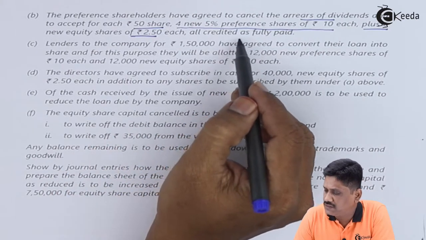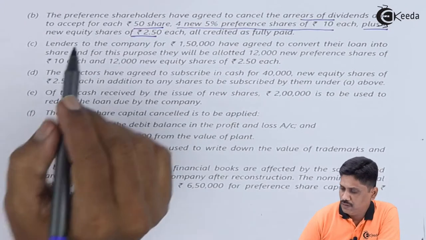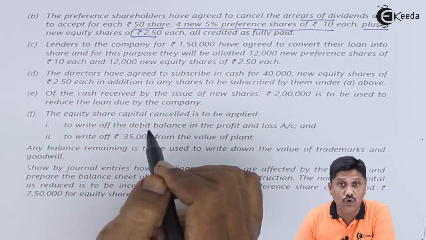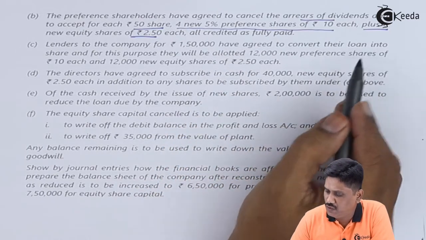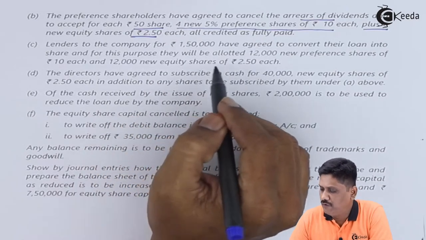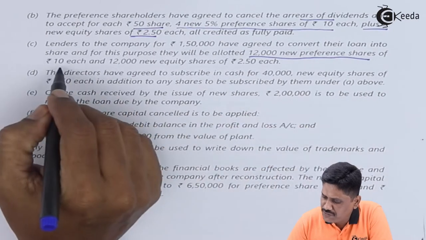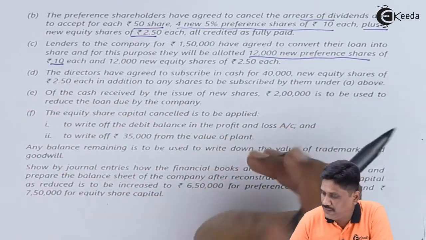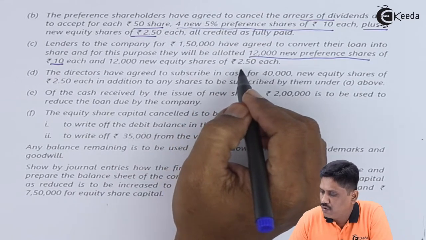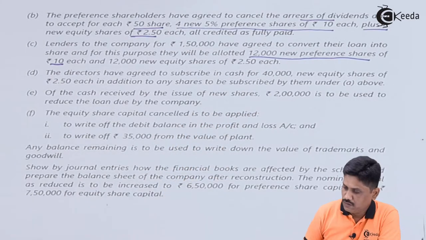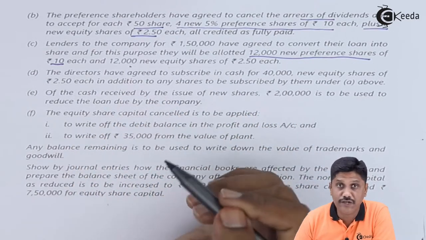All credited as fully paid, so we have issued the shares which are fully paid. Lenders to the company, that is loan, for rupees 1,50,000 have agreed to convert their loan into shares, and for this purpose they will be allotted 12,000 new preference shares of rupees 10 each. It comes to 1,20,000, and 12,000 new equity shares of rupees 2.50 each. It comes to 30,000. So in this way, their dues, the loan, are settled.